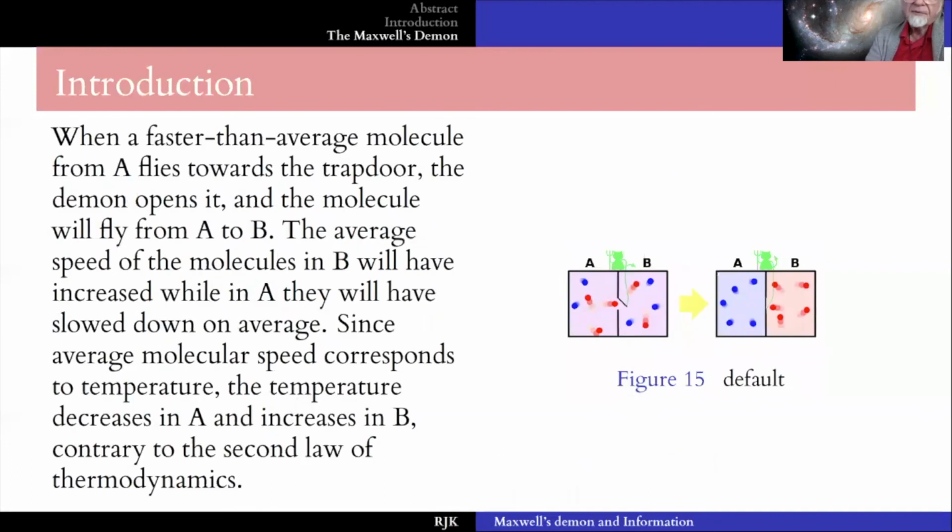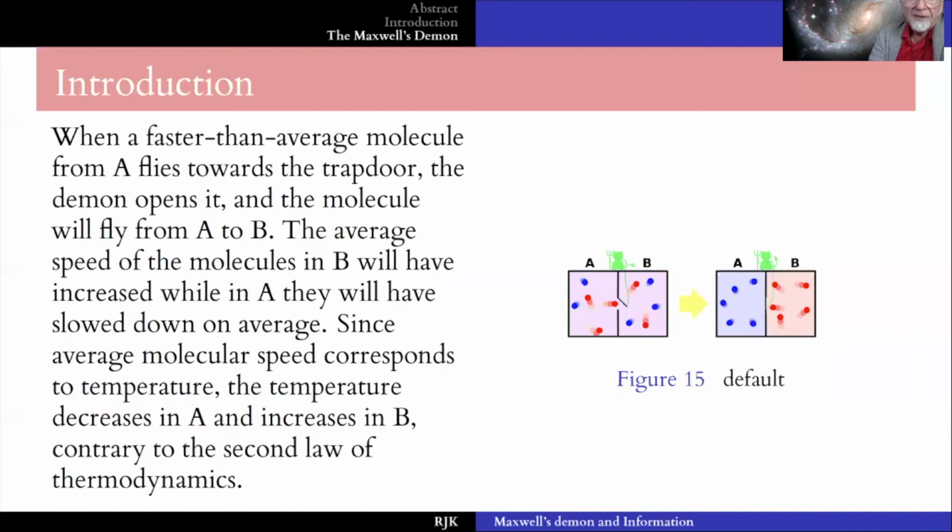When a faster than average molecule from A flies towards the trap door, that's why it's red, the demon opens it and then lets it fly from A to B. And similarly, if the trapdoor can go both ways, or if you slide it up so that it's open, whenever there's a cool molecule aiming this way, he can open the slot and let the cool molecule move to the left.